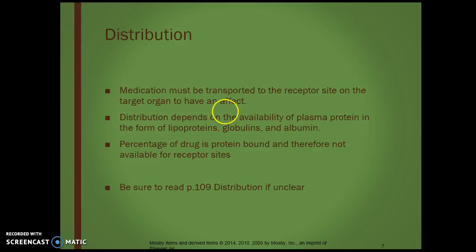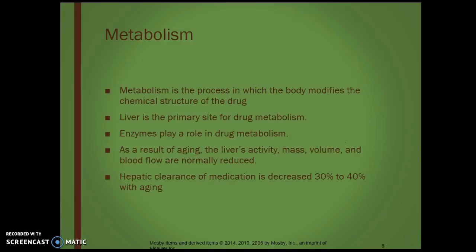Make sure that you read page 109, distribution, if you're unclear about distribution. Metabolism is a process in which the body modifies the chemical structure of the drug. The liver is the primary site for drug metabolism. Enzymes play a big role in drug metabolism. As a result of aging, the liver's activity, mass volume, and blood flow are normally reduced, so the metabolism of the drug is not going to be as great.